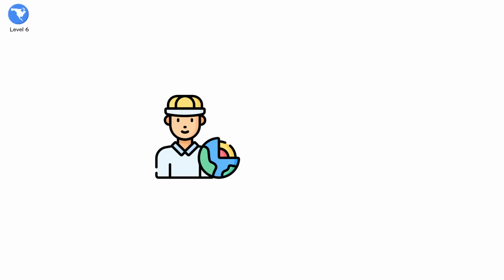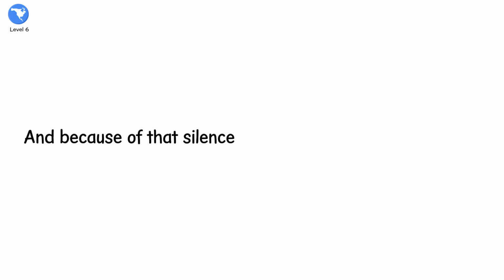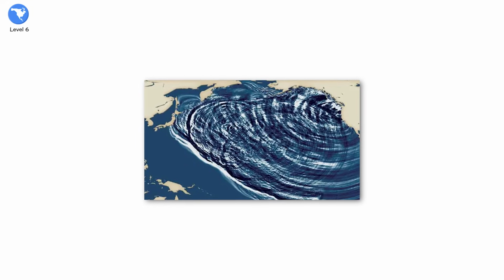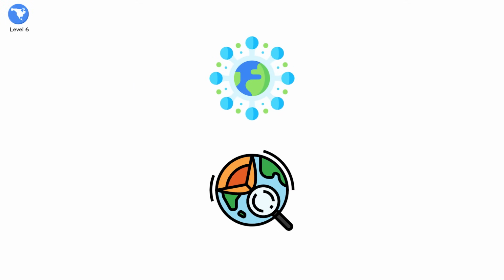Geologists now believe Cascadia could produce one of the most violent earthquakes in North America's future, and because of that silence, it offers little warning. Japanese tsunami records from 1700 confirm the Cascadia event, proving how global interconnectedness reveals local geologic truths.